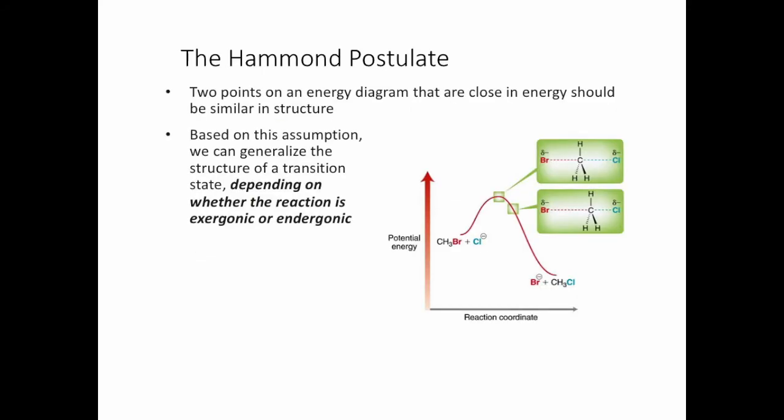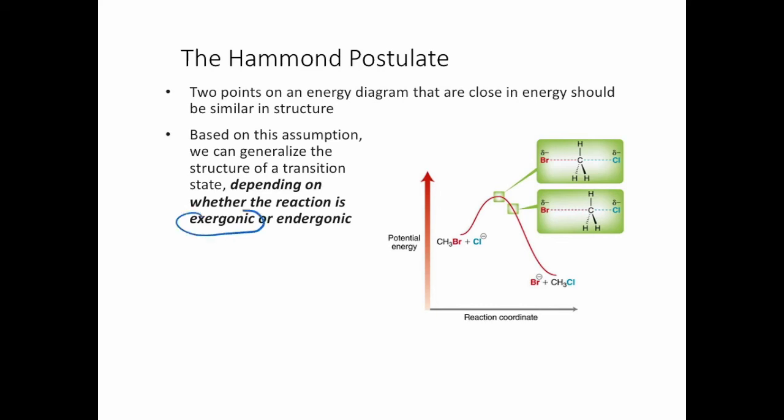Now, how do we know what that transition state looks like? Because I just said it's fleeting and it can't be observed. Well, the Hammond postulate says that 2 points on an energy diagram that are close in energy should be similar in structure. And based on this assumption, we can generalize the structure of a transition state depending upon whether the reaction, and in particular the reaction step we're looking at, is exergonic or endergonic.